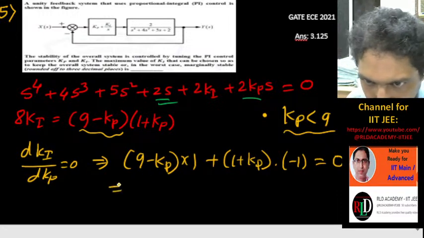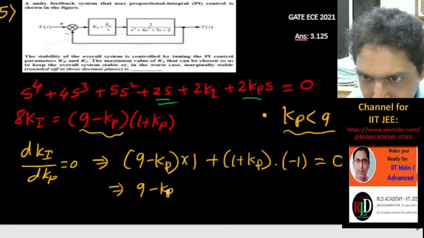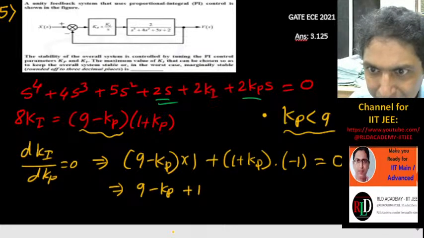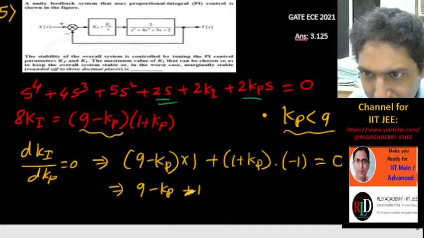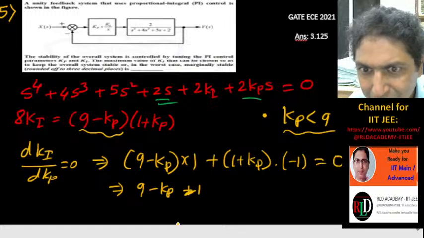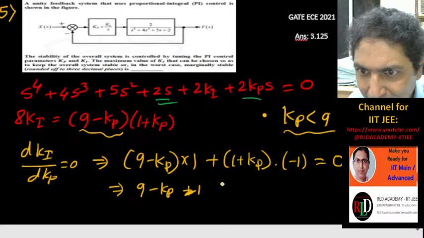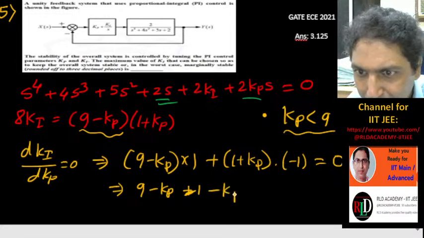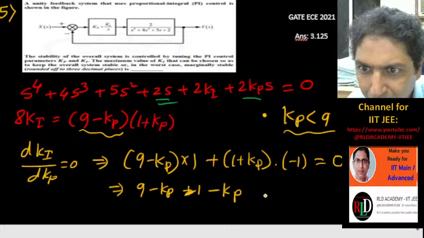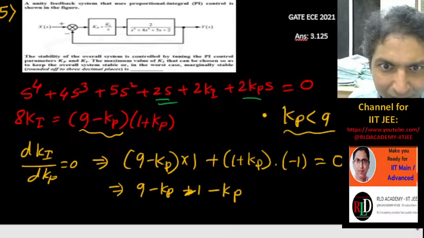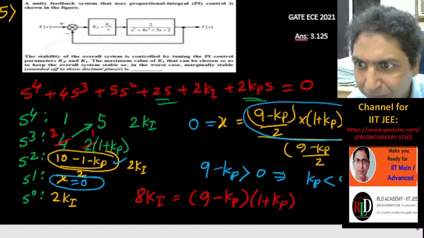Okay, so what is the solution? 9 minus Kp plus 1, or minus 1, it's a minus 1. And it is minus Kp. Are any two factors there? Probably I have not considered.